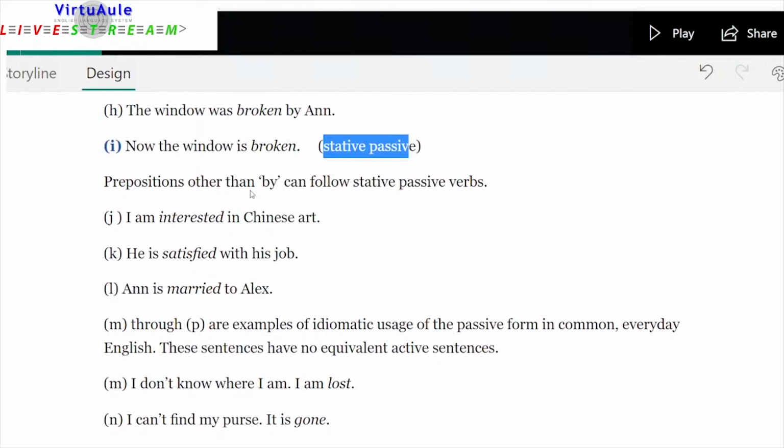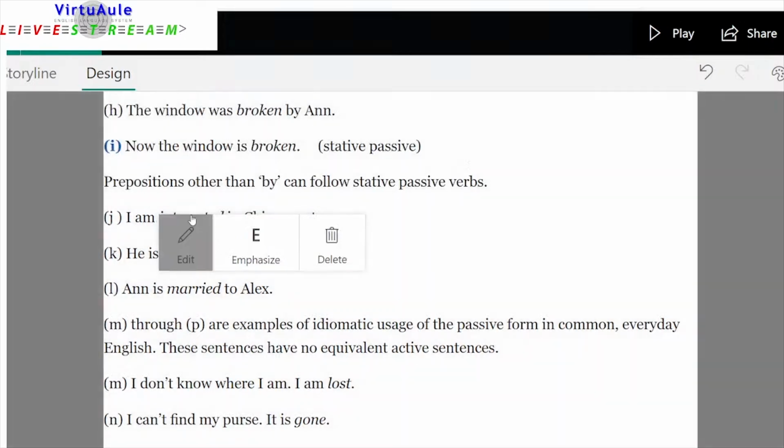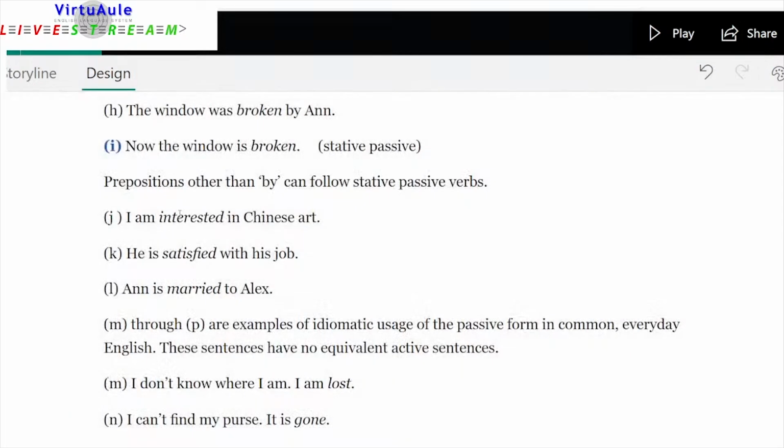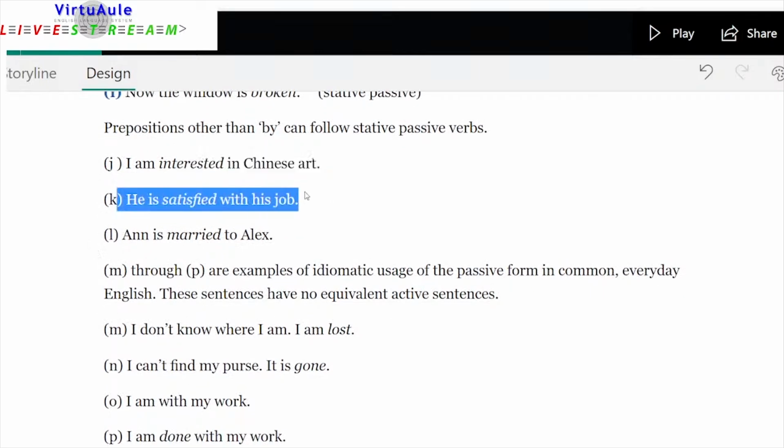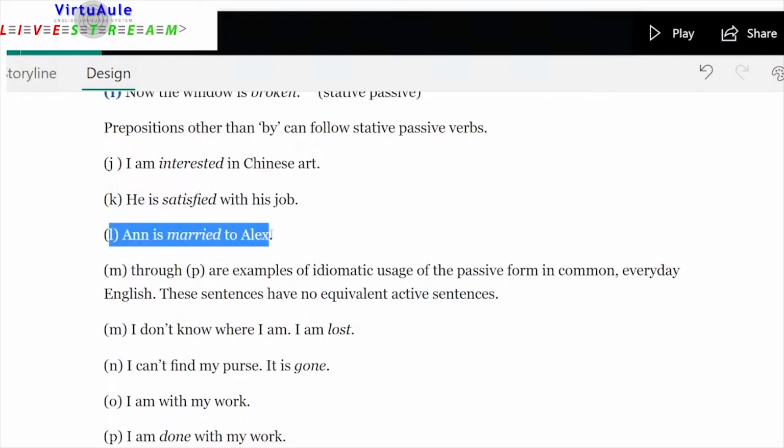Prepositions other than by can follow stative passive verbs. J, I am interested in Chinese art. K, he's satisfied with his job. L, Anne is married to Alex. Okay, so we have interested in, satisfied with, married to.